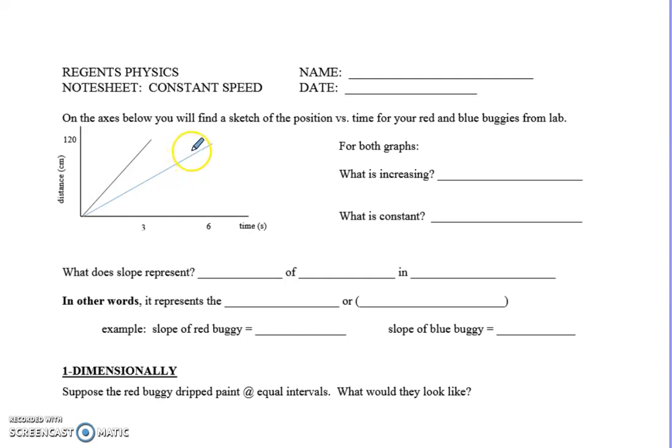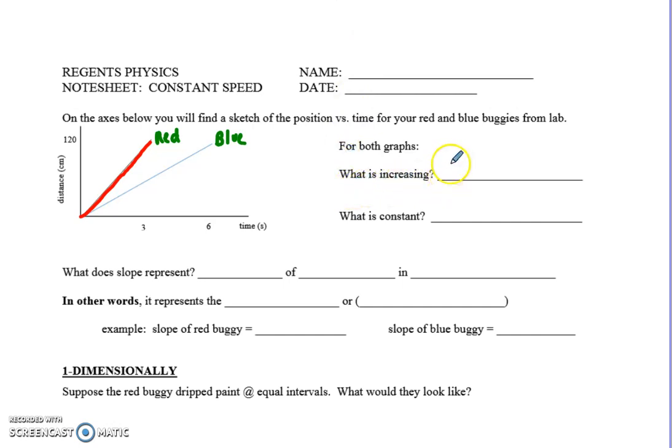When you graphed your position versus time for the red and blue buggies, we saw that one of the vehicles, let's say in this case the red vehicle, had a steeper slope than the blue vehicle. Okay, so we have the red and blue buggies represented by the red and also blue lines. Now let's look at what's going on for both of the graphs together.